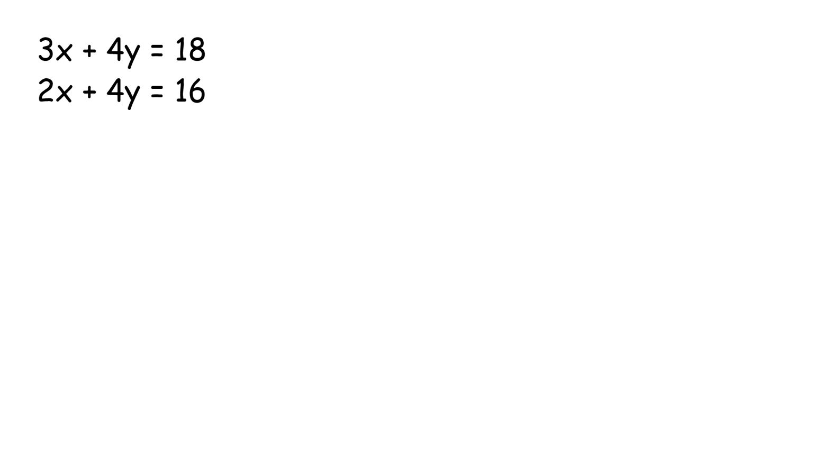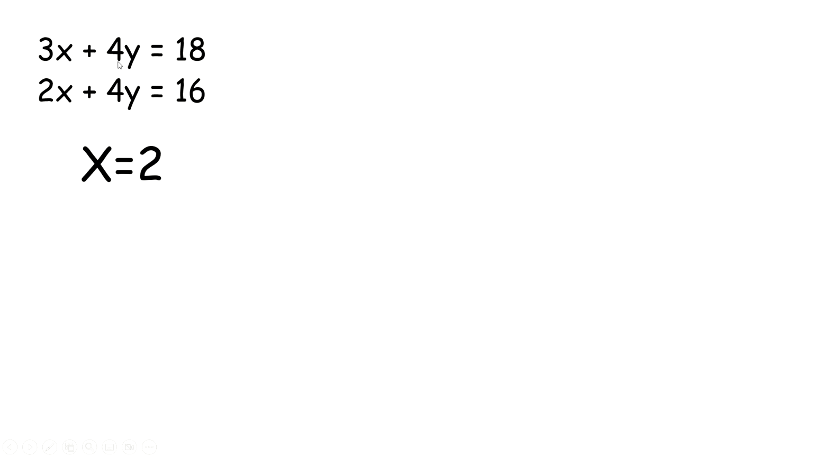So now what we need to do is get rid of x or y, because after that it just becomes a normal equation where you just find x, you just find y, which I've covered in another video. So anyway, here we already have 4y on both sides. So what we can do is minus one of the equations. In this one, we're going to minus 2x plus 4y equaling 16.